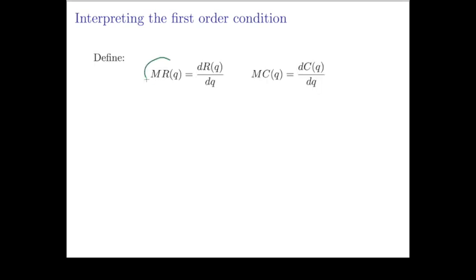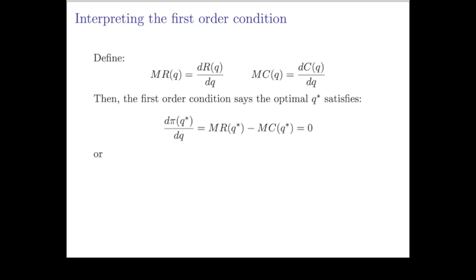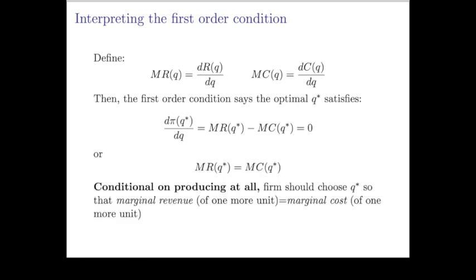So if we define your marginal revenue as being the derivative of your revenue function, and your marginal cost we've already defined as the derivative of your cost function, the first order condition amounts to saying that at the optimal Q star, marginal cost and marginal revenue have to be equal to one another. So if you are going to be producing some quantity Q star that's not zero, then you should be producing a quantity where the marginal revenue is exactly equal to the marginal cost.